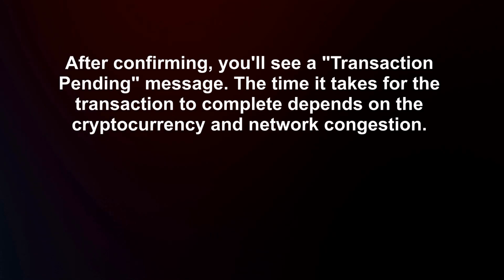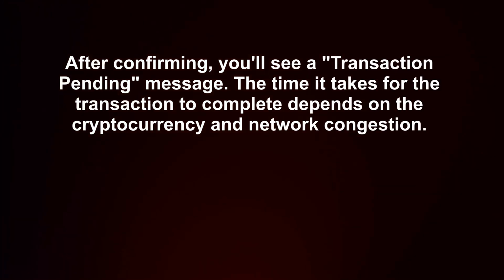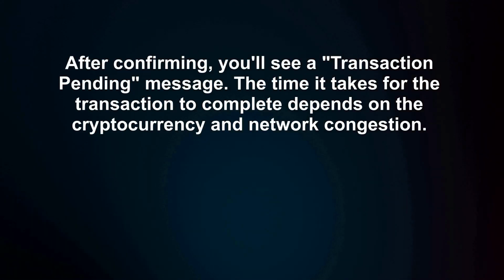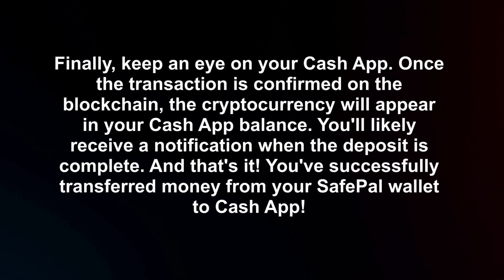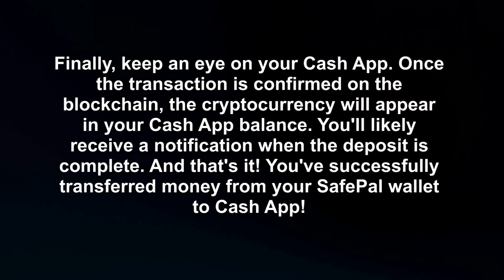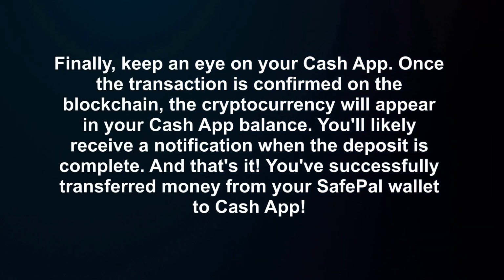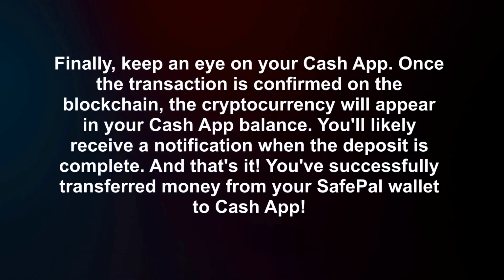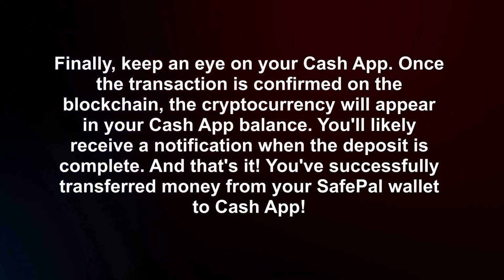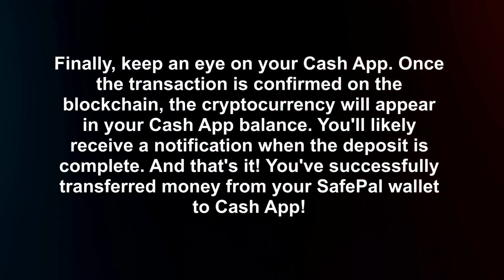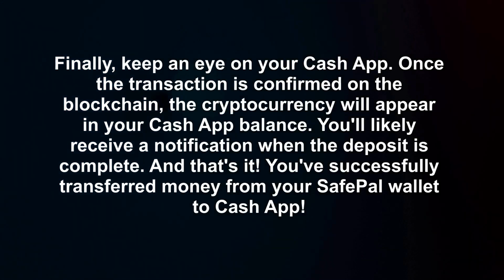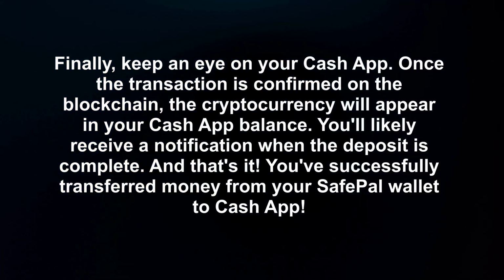After confirming, you'll see a transaction pending message. The time it takes for the transaction to complete depends on the cryptocurrency and network congestion. Finally, keep an eye on your Cash App. Once the transaction is confirmed on the blockchain, the cryptocurrency will appear in your Cash App balance. You'll likely receive a notification when the deposit is complete. And that's it. You've successfully transferred money from your Safepal wallet to Cash App.